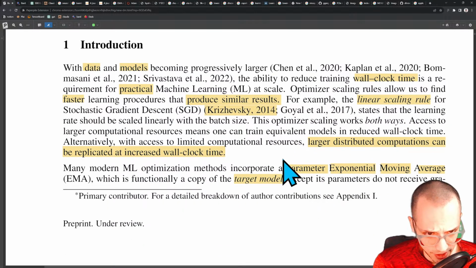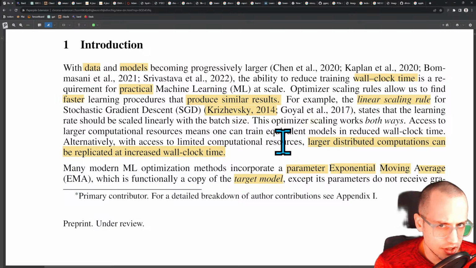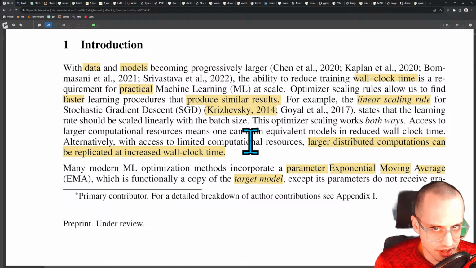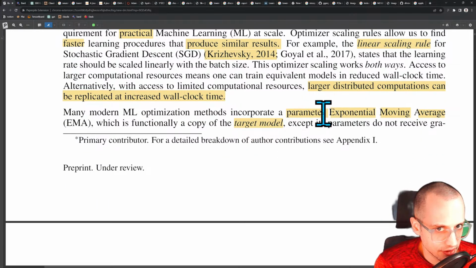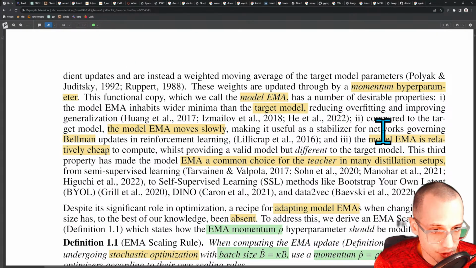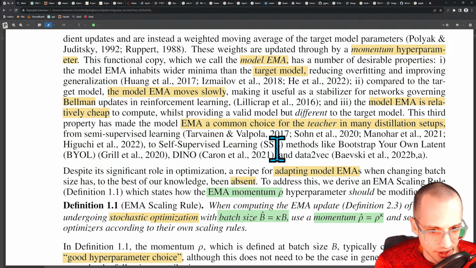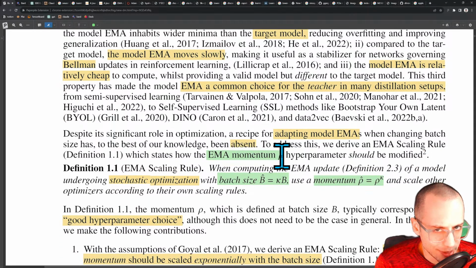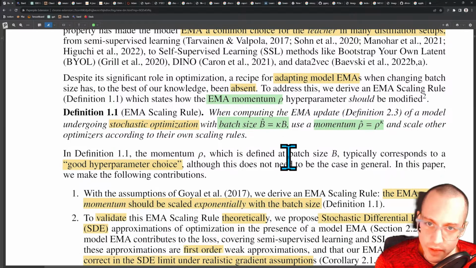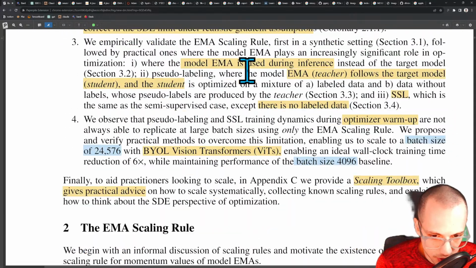So they then said, okay, if you can do these kind of scaling laws for optimizers and for the batch size and learning rate, you could also probably do it for the exponential moving average. The exponential moving average, which a lot of people use because it moves more slowly and is a little bit more stable than the actual model weights, has this momentum hyperparameter rho. I wonder if we could use those scaling laws for that momentum hyperparameter rho. And then they spend all this time here.